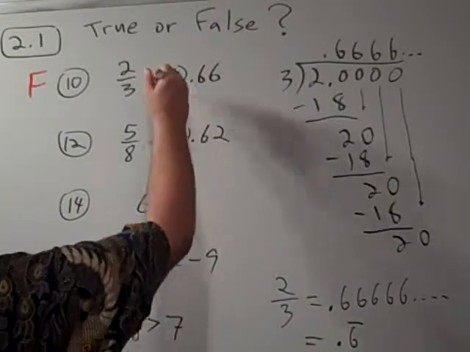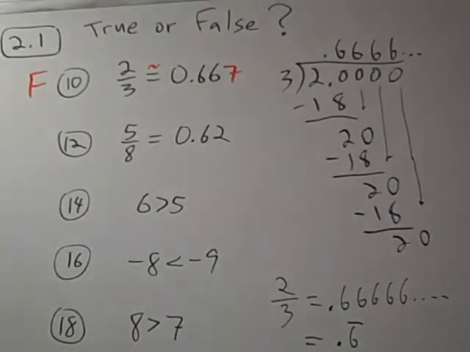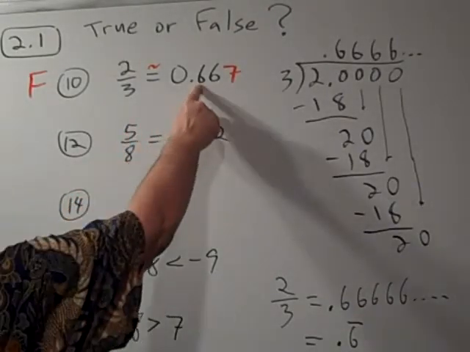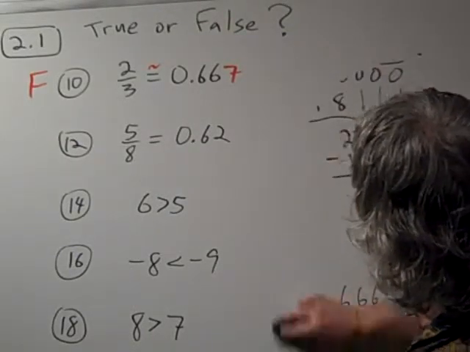It's approximately equal to 0.667 if you round it off to the nearest thousandth place. Now, let's try number 12. Does 5/8 equal 0.62?